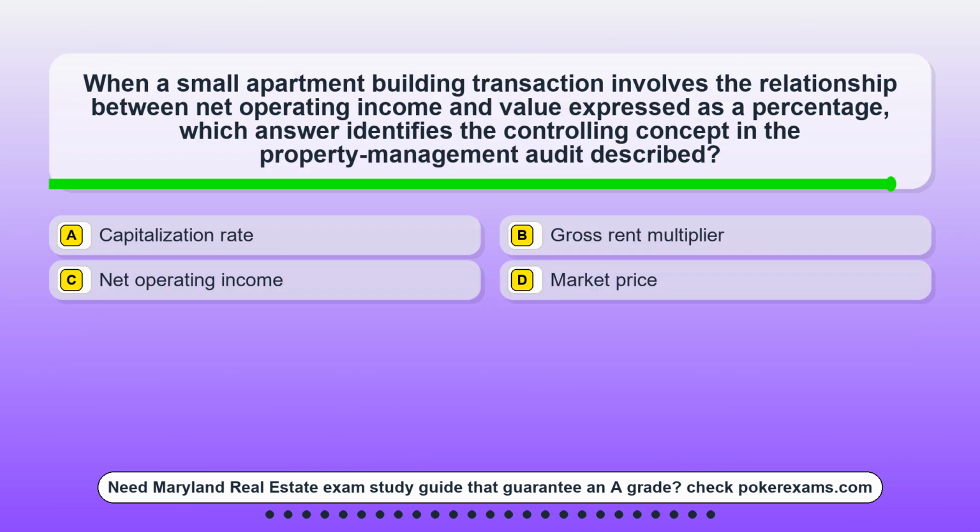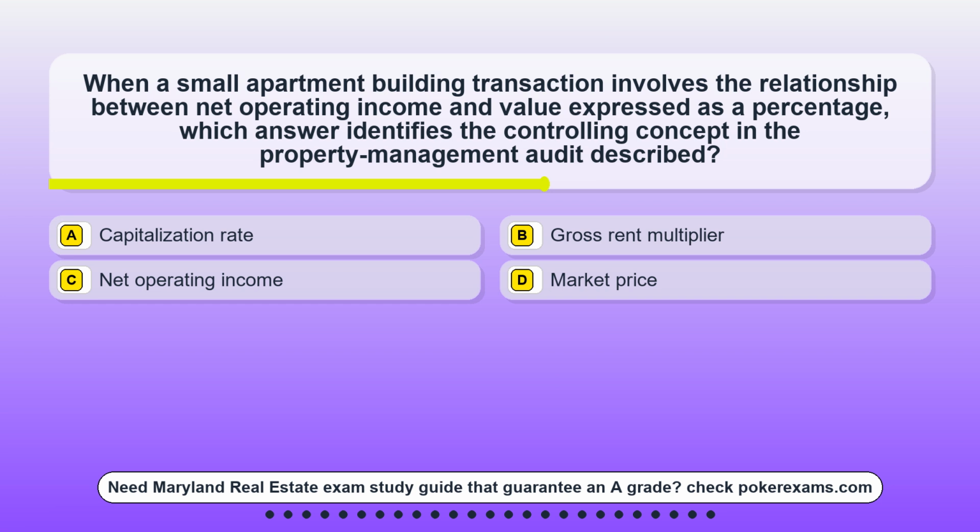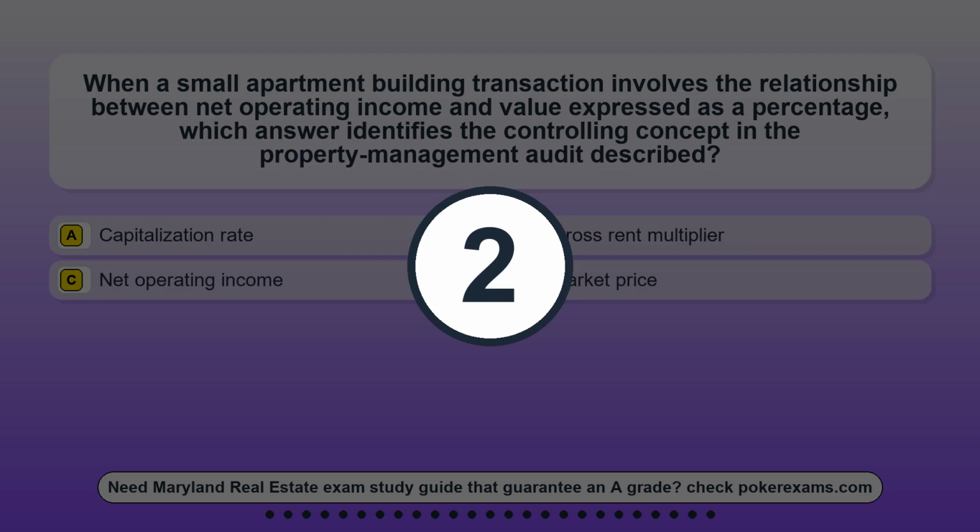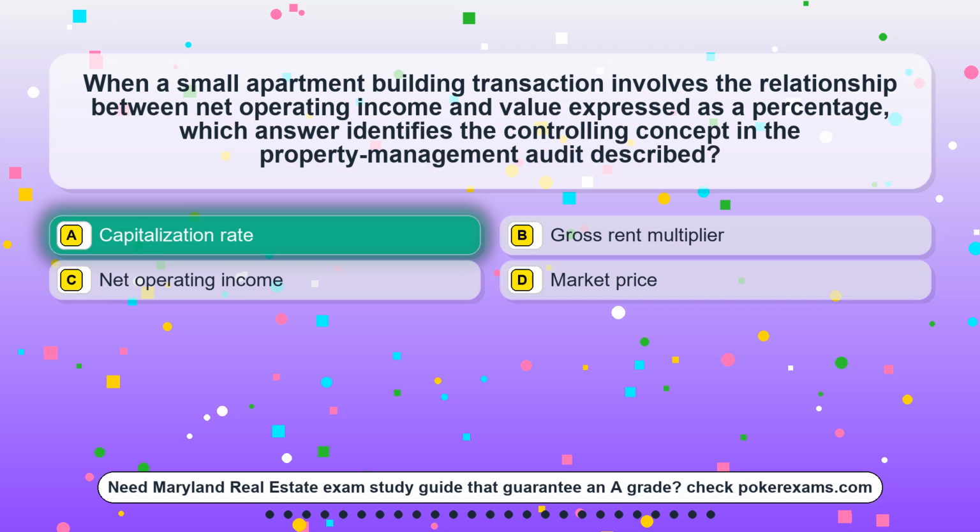Question 23. When a small apartment building transaction involves the relationship between net operating income and value expressed as a percentage, which answer identifies the controlling concept in the property management audit described? Option A, capitalization rate. Option B, gross rent multiplier. Option C, net operating income. Option D, market price. The correct answer is option A, capitalization rate.